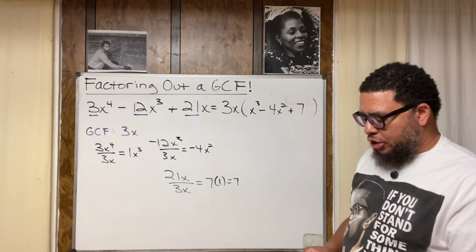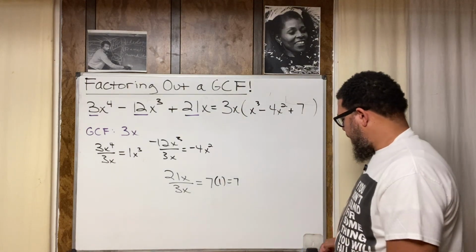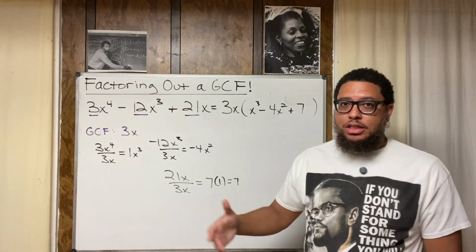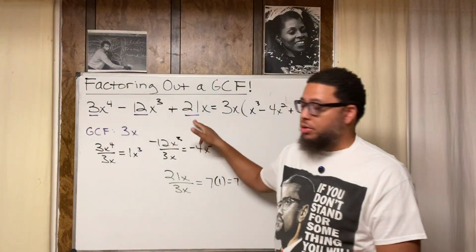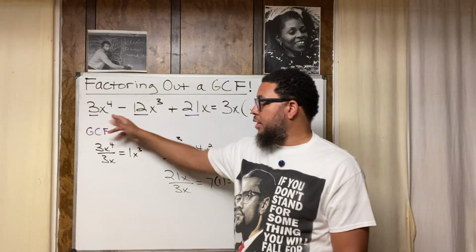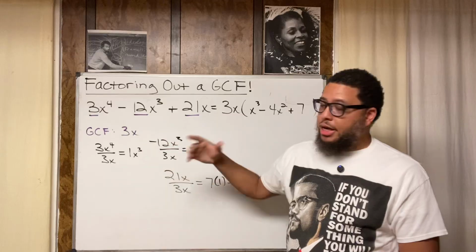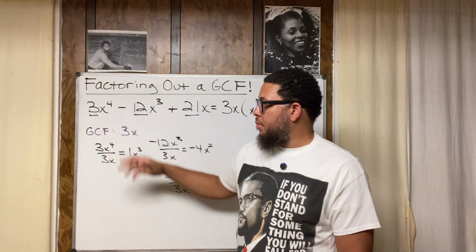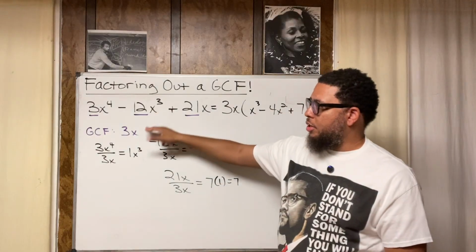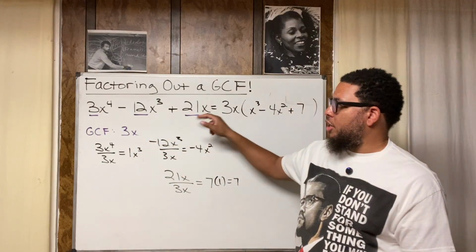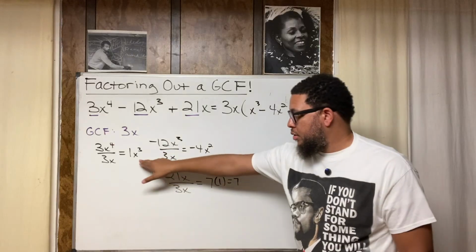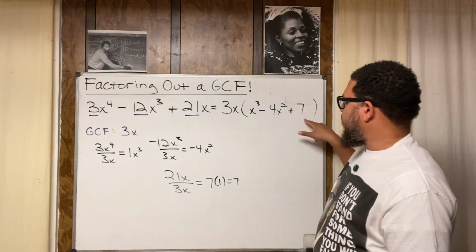All right, so make sure you know what you're doing. Don't be out here looking silly. Make sure when it's time to factor and find a GCF, you look at your coefficients first. Then look at your common variables. Then you take each original term divided by the GCF: first term, second term, third term. And then you just throw those quotients inside the parentheses.